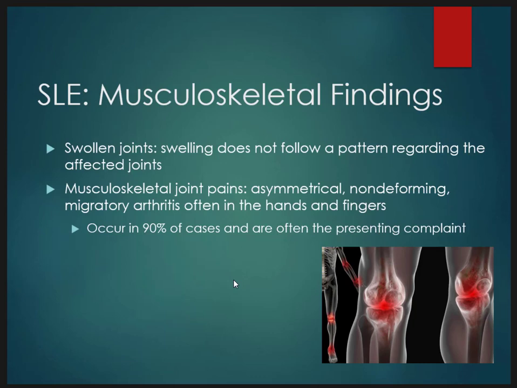We also can see some musculoskeletal findings. You can have swollen joints. We can have pain in those joints. It may be asymmetrical. It may be non-deforming, but you can have arthritis in the hands and fingers, and it usually occurs in 90% of cases and is often one of the chief presenting complaints.